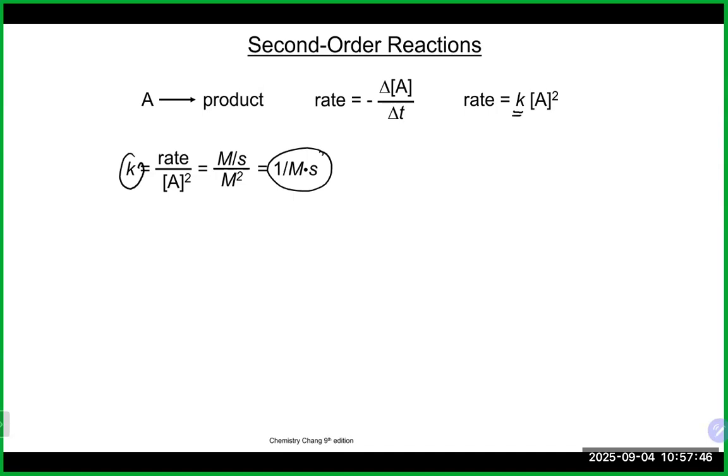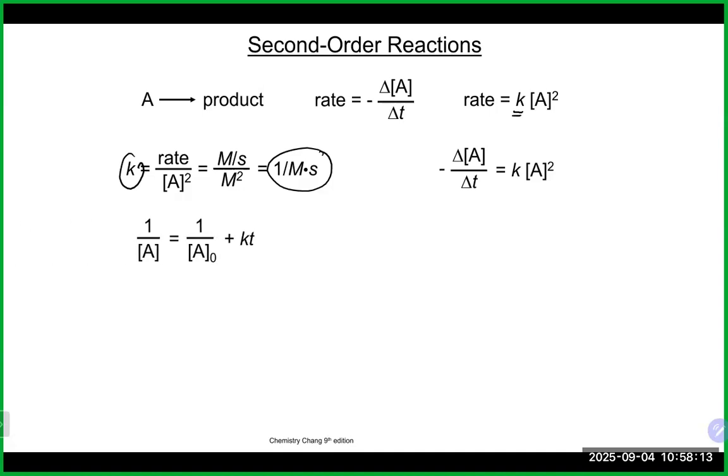So this is how you want to remember the units associated with it. This is how we can distinguish it from, say, a first order reaction, if we're given a problem where they don't tell you what order it is, by the units we see with the rate constant. These units are really important in understanding what type of reaction you're dealing with, so that you use the right formulas to do the calculations.